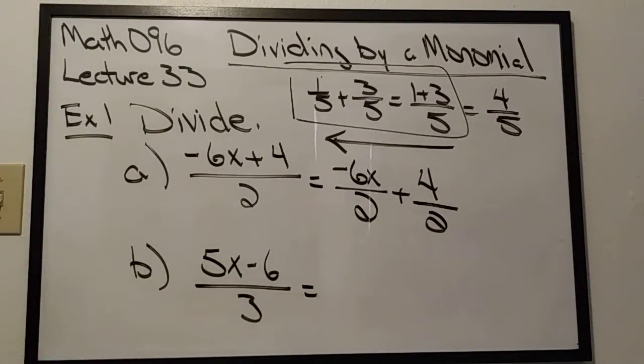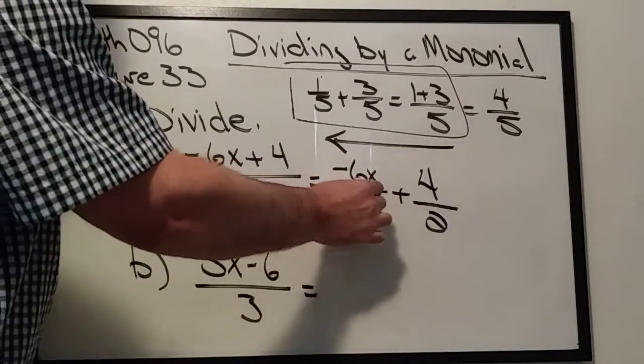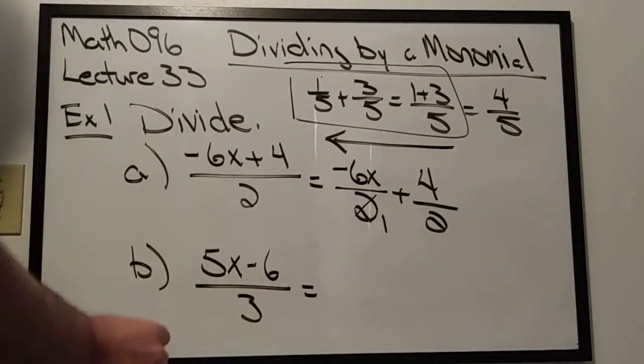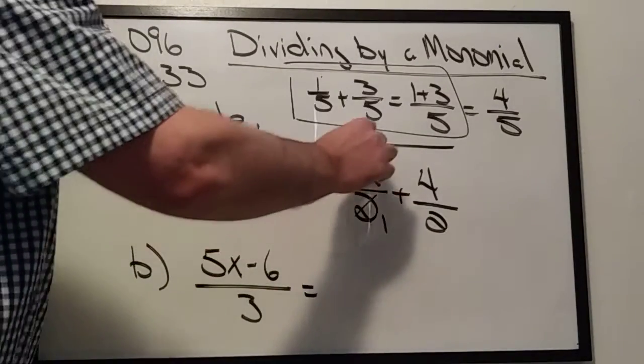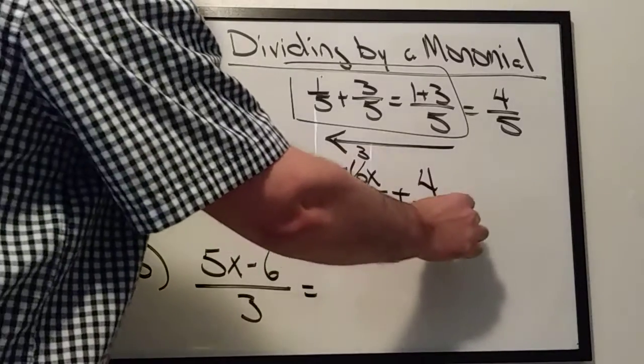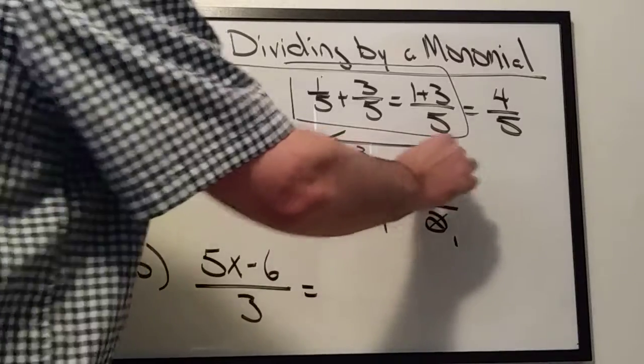Now, why is it useful to take the big fraction and break it into two smaller fractions? Well, it's possible that some of those smaller fractions are things that we're going to be able to simplify. So as you look at negative 6x divided by 2, notice the 6 and the 2 both share a factor of 2. So if I cancel that 2 out of the 2, I'm down to 1. Cancel the 2 out of the 6, I'm down to 3. And then I'll do the same thing with 4 divided by 2. Cancel the 2 out of the 2, we're down to a 1. Cancel the 2 out of the 4, we're down to 2.